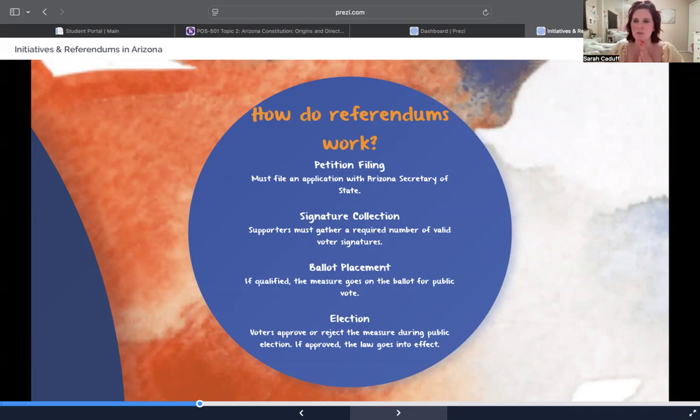Again, that is going to be where people go in and vote yes or no. At the election, again, public vote, voters approve or reject the measure during public election. So this one, if approved, that law goes into effect.